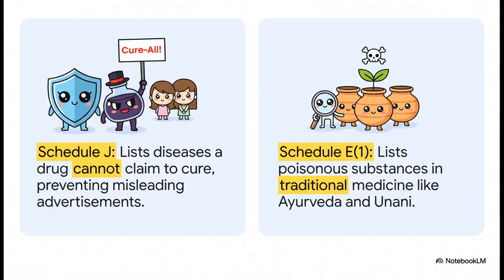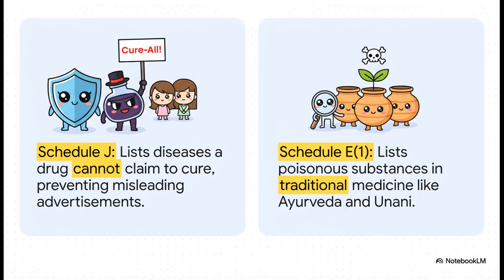The Act isn't just about controlling drugs. It's also about protecting people from misinformation. That's where Schedule J comes in. It lists diseases that a drug is prohibited from claiming to cure. This stops false advertising and gives patients real, honest information.